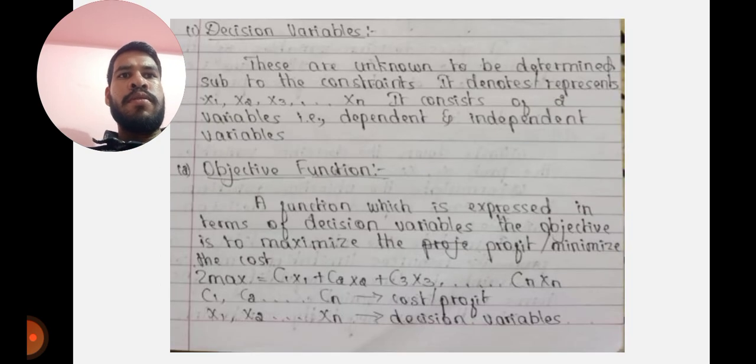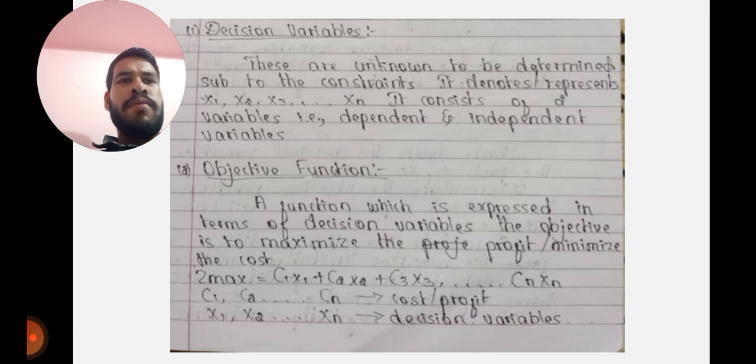Decision variables. These are unknowns to be determined subject to the constraints. They are represented by x1, x2, x3, and so on. They consist of dependent and independent variables.